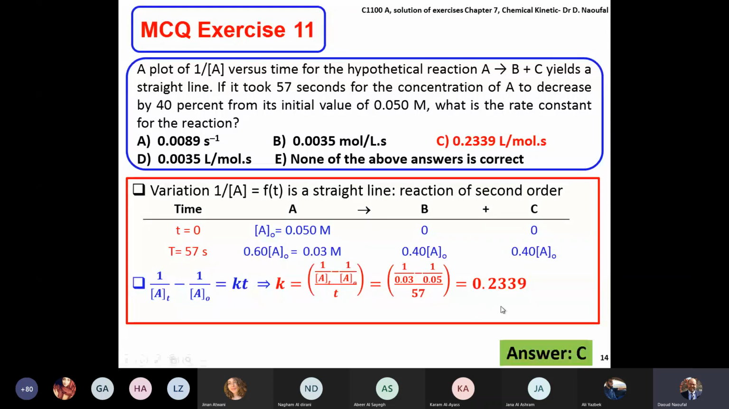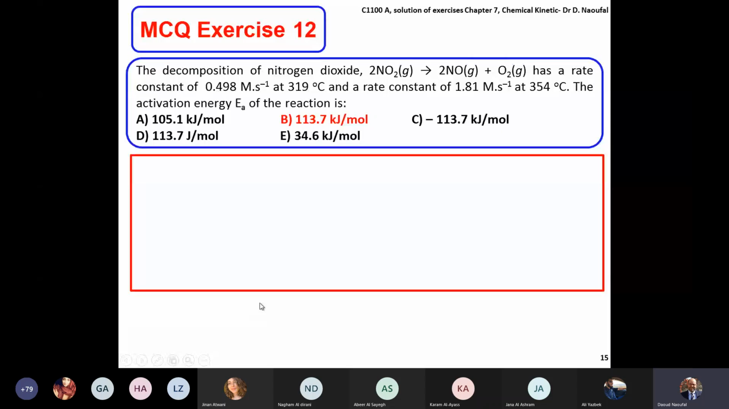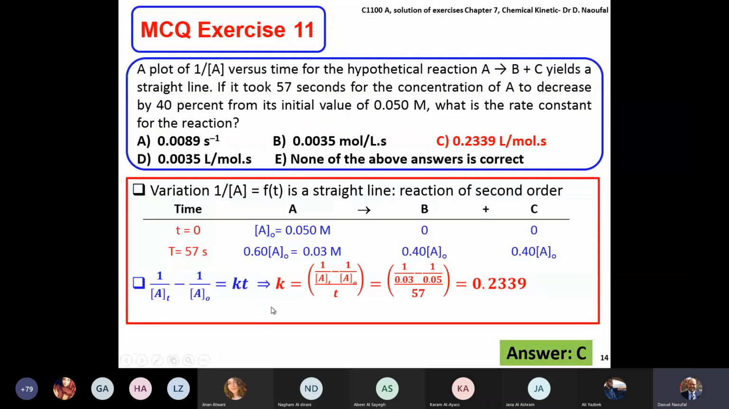So k equals 0.2339. I have to give the unit for k. Never write a rate constant without a unit. The equilibrium constant is unitless, but the unit of small k, the rate constant, is very important. So it is equal to 0.2339 M^-1 s^-1, since this reaction is of second order. So the correct answer is C.